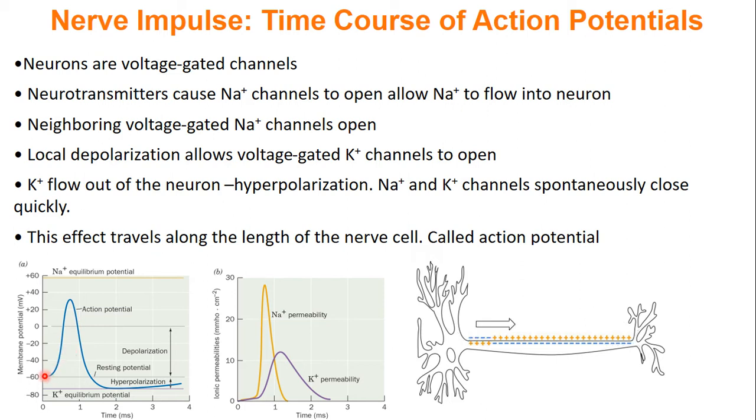So normally the inside of your cell is negative. So you get a signal that tells your sodium channels to open. A bunch of sodium flows in, and now the inside of your membrane is positive. When you get this local depolarization, your potassium channels open. When that happens, potassium flows out of the cell. And so now you go through what's called hyperpolarization. Your cell membrane becomes extremely negative. And then both your sodium and potassium channels will close, and you'll slowly go back to your base level.